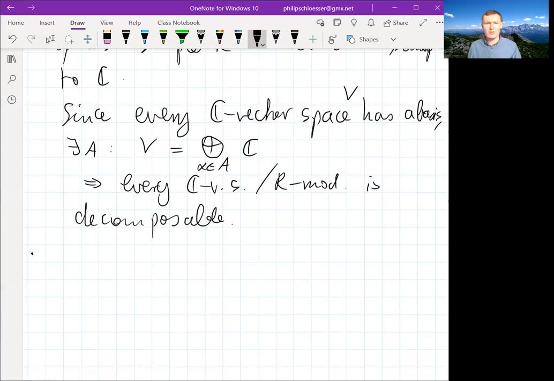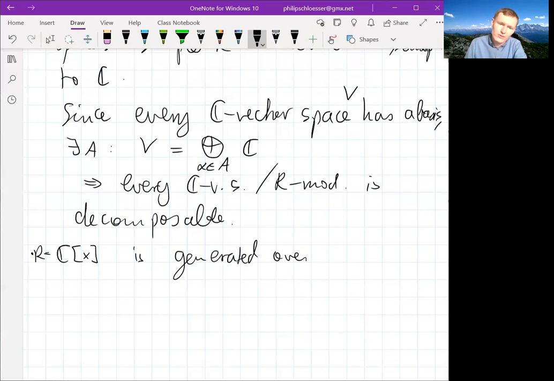Okay, next example, much more interesting. The polynomial ring in one element. Well, this thing is generated over C by exactly one element, the element x.